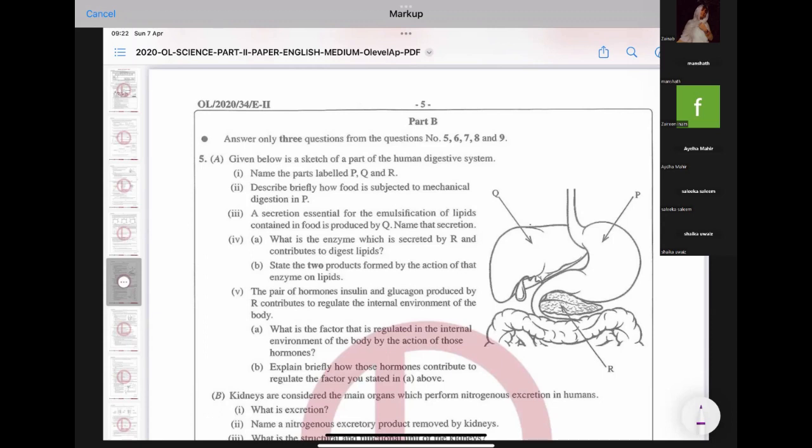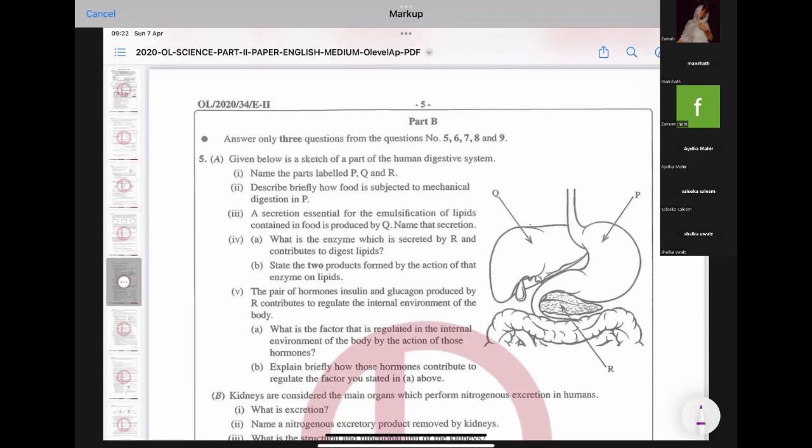Describe briefly how food is subjected to mechanical digestion in P. How would you describe? Can one of you give me any answer? Maybe the contraction of the stomach. Yes, so you can easily say that. Yours is correct. The muscle contraction of the stomach will mix the food with the juices, and it will break down the food into small particles. That's all you have to do.